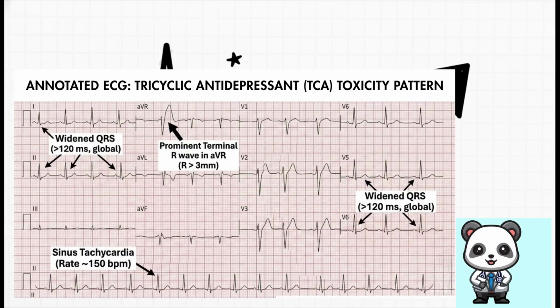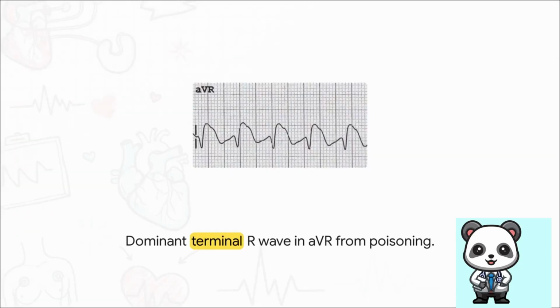Why? Because sodium channel blockers slow down the final phase of ventricular depolarisation. This actually shifts the terminal electrical axis to the right and superiorly, pointing directly at lead AVR. Notice how that characteristic dominant terminal R wave practically jumps off the page to scream toxicity at you. You see that final upward deflection right at the end of the QRS complex. It's wide, it's incredibly tall, and it clearly blows past our 3 millimeter threshold.